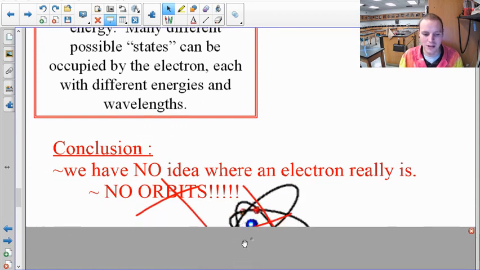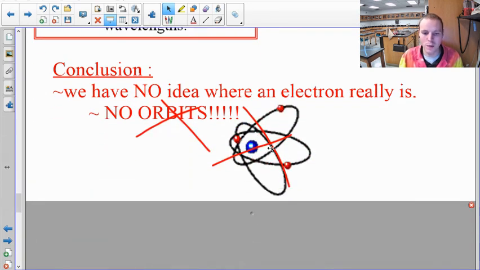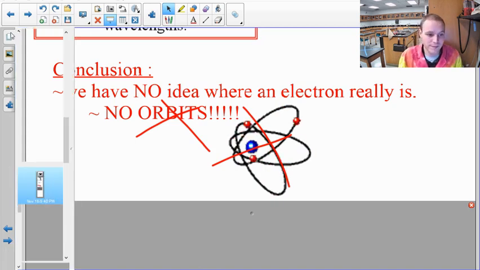We have no idea where an electron really is. Okay, so the whole orbits idea where they're going around in perfect little circles and we know where it is at all times, not a thing. Okay, we don't really know where an electron is or where it's going lots of times. We know a lot less about the electrons than we thought we did.